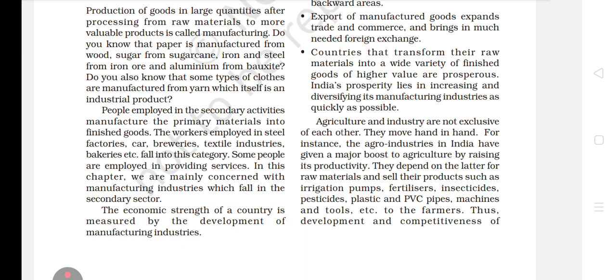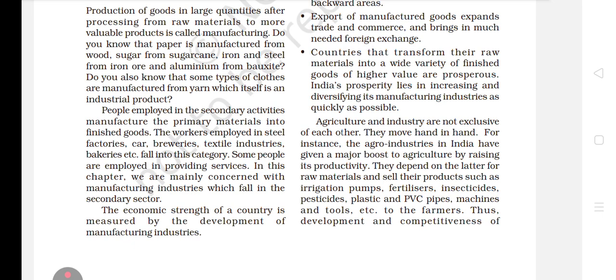These cotton clothes are made from cotton, which is a raw material that comes from farms, and when we manufacture this cotton, we get cotton clothes, isn't it? So dear student, again a very nice example your NCERT book has given. Then next, what is written? People employed in the secondary activities manufacture the primary materials into finished goods.